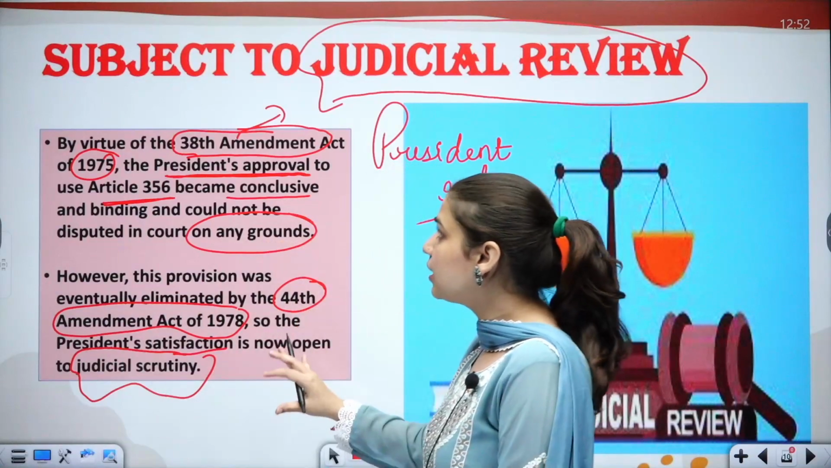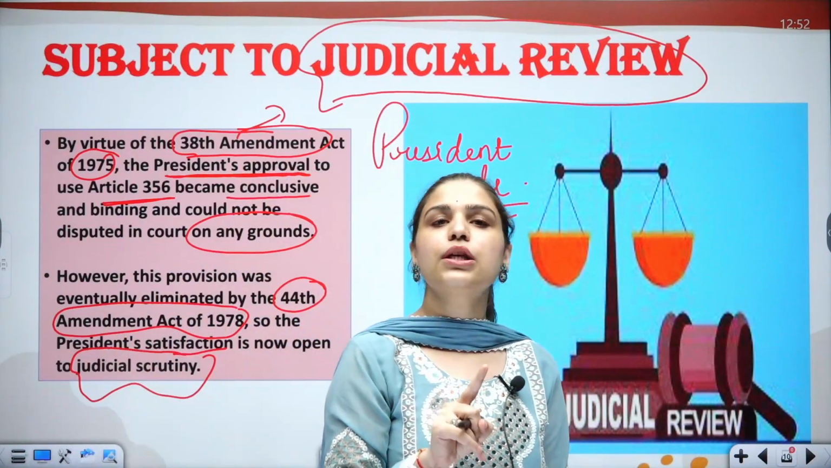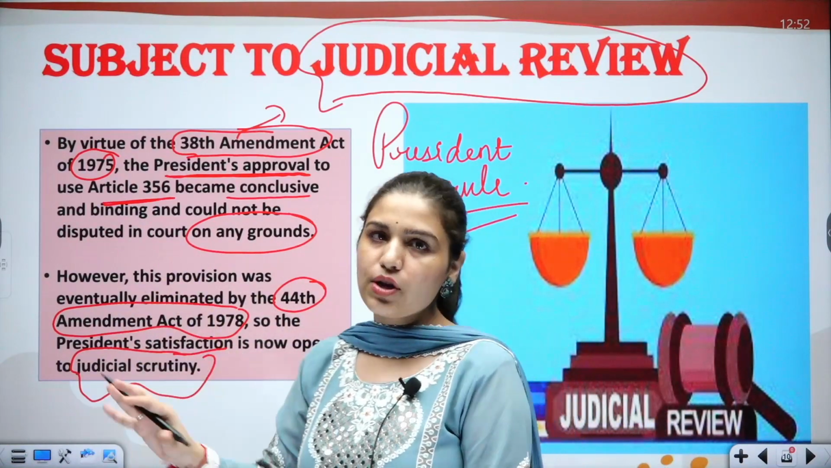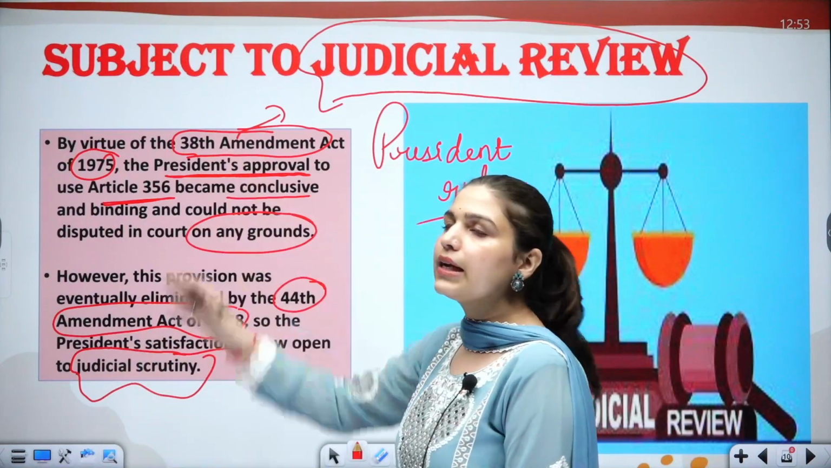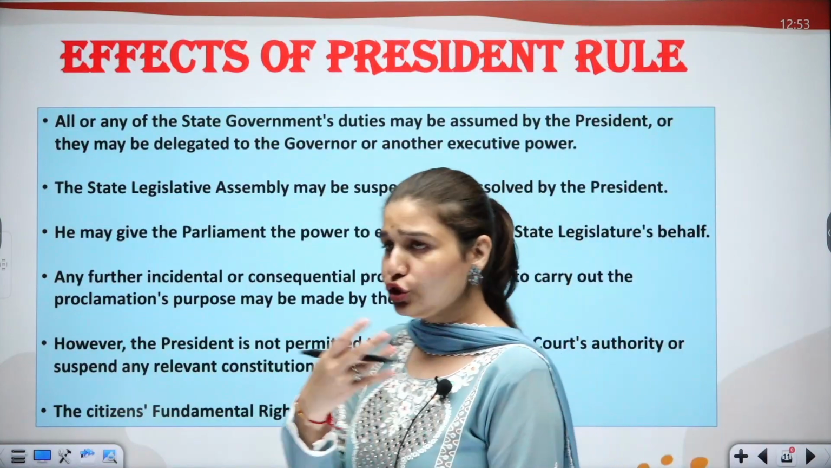So if a question comes, is president rule subject to judicial review? Yes, it is subject to judicial review. And by which Amendment Act was it made possible? It was made possible by the 44th Amendment Act. Otherwise, the 38th Amendment Act made the president immune from this judicial review.